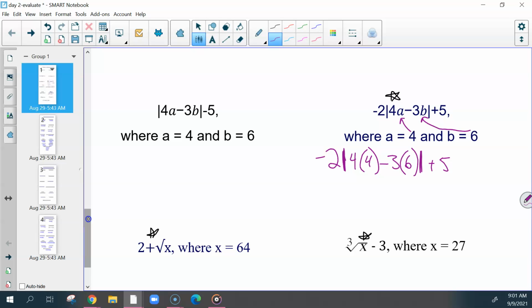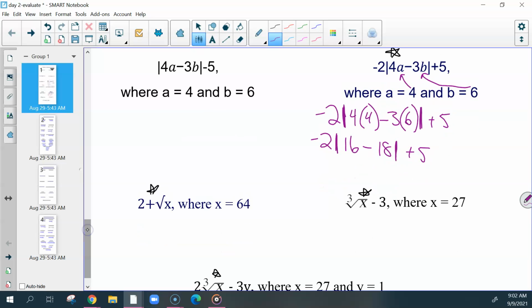This is a set of grouping. I need to do everything inside here first. I see that I need to subtract, but I need to figure out what 4 times 4 and 3 times 6 are first. So multiply each one, figure out what those are. Then I can subtract on the inside.